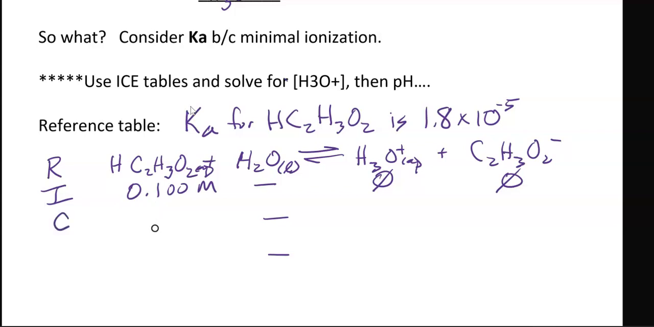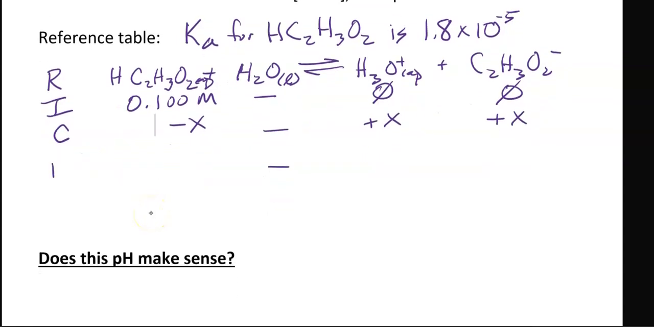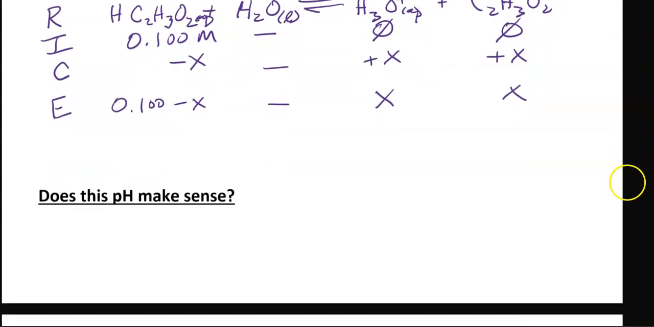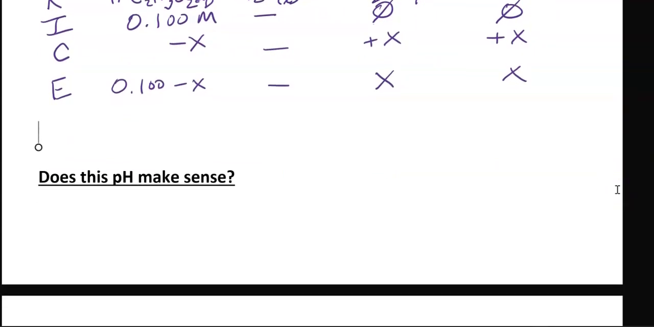All right, let's go to our change. Well, you can already see that our reaction has to proceed in the forward direction because we don't have any product yet. So in order to be at equilibrium, you have to have a little bit of each of the chemical species at the end of the reaction. So we have to proceed in the forward direction to produce some of that product. So at equilibrium, I have lost X amount of my original acid, and I have formed X amount of hydronium and acetate. All right, what do we do now? Well, I can write me a Ka expression.